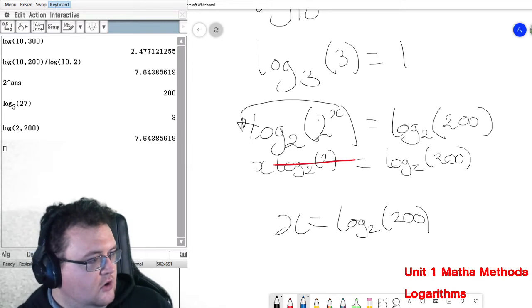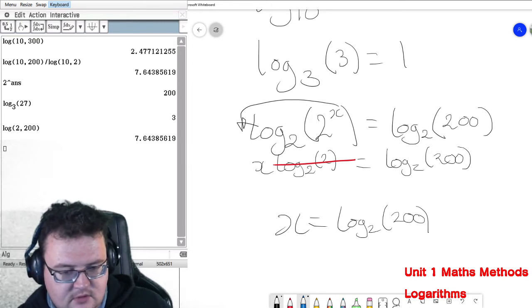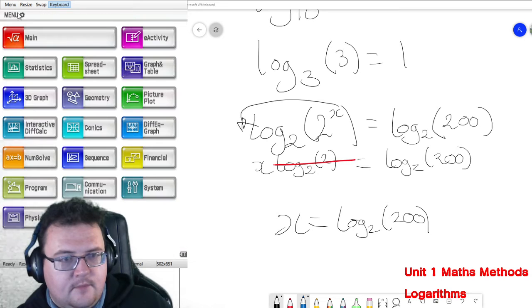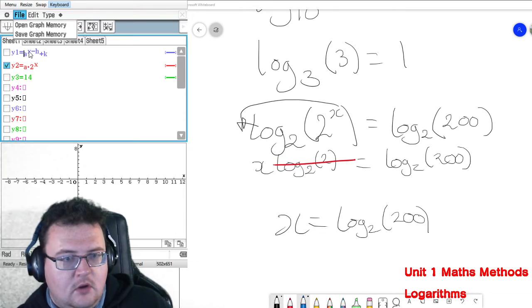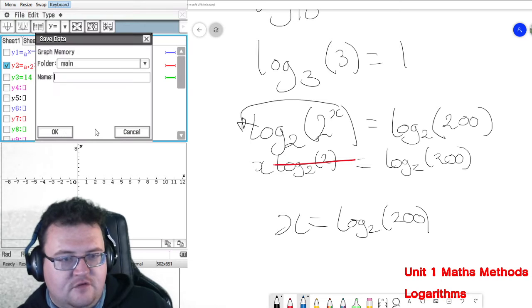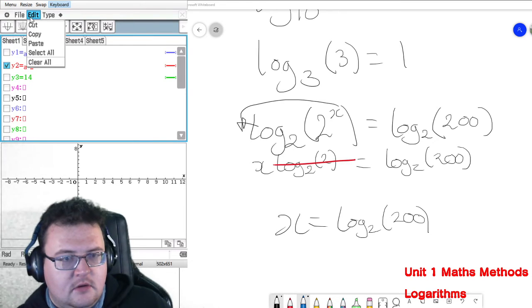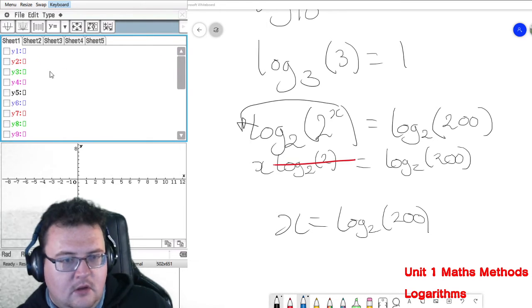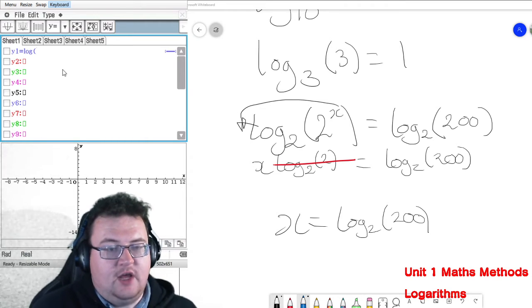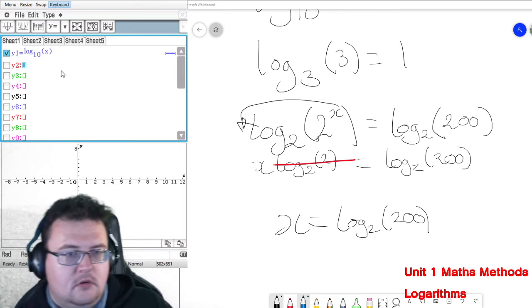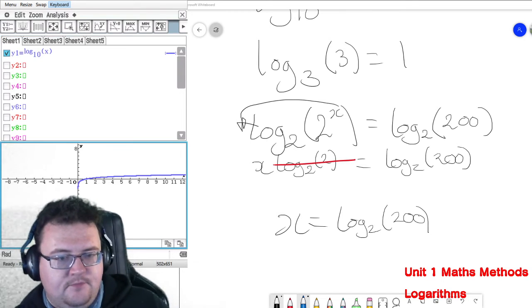So let's go back to our CAS. And we'll go to table and graph. We'll get rid of our exponentials from the other day. And let's look at log graphs.